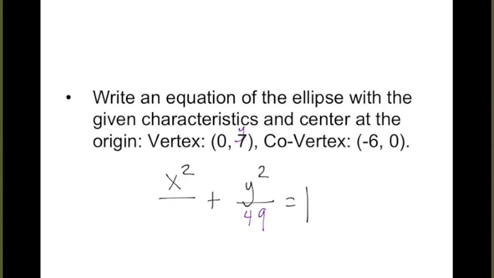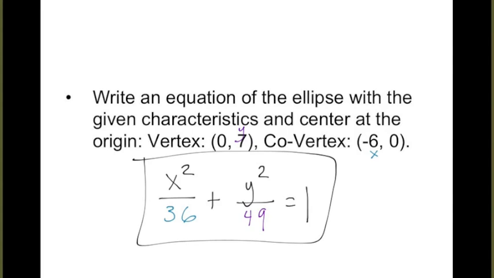The covertex has a number in the x position. So it's going to go in the x part of the equation, but when it goes into the equation, what do I need to do with it? Square it. So it becomes positive 36. That's all there is to coming up with the equation. You don't do anything with the zeros? They will always be zeros in this problem since we're centering at the origin.